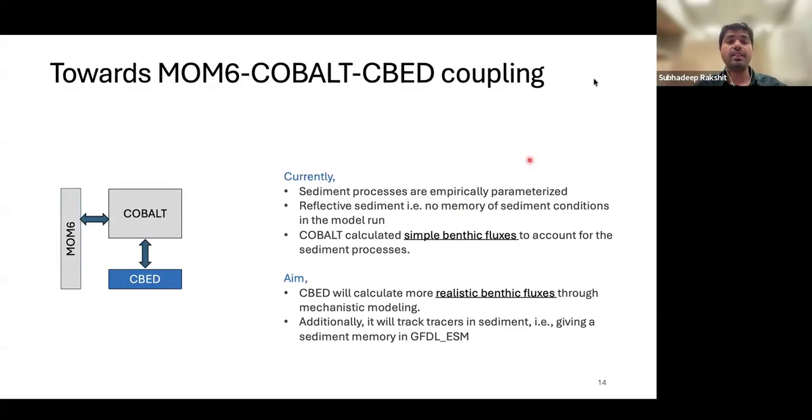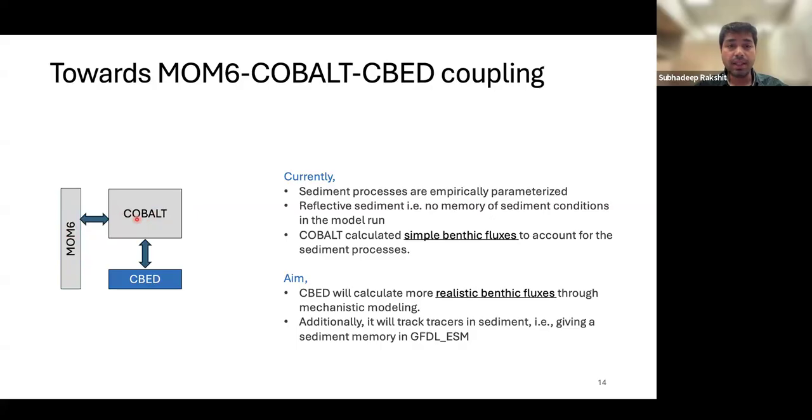So in GFDL, we have our Earth system model, which has a lot of different components, for example, the land component, atmospheric component, and ocean component. In the ocean, we have MOM6, which is the physical oceanography part, or the physics of the ocean, and we have another model called COBALT, which is the biogeochemistry of the ocean. This relies on MOM6 for all the transport. So COBALT is essentially the biogeochemistry component of the GFDL ESM.